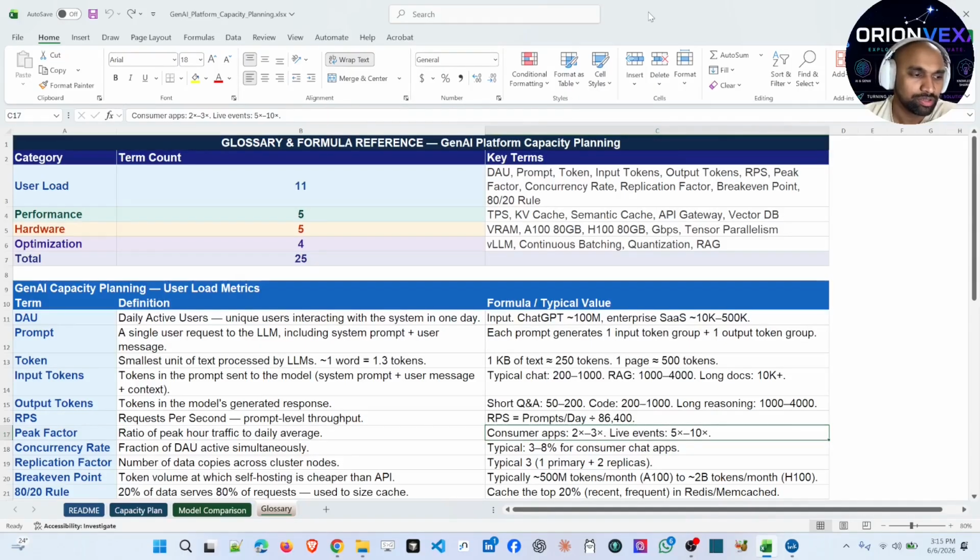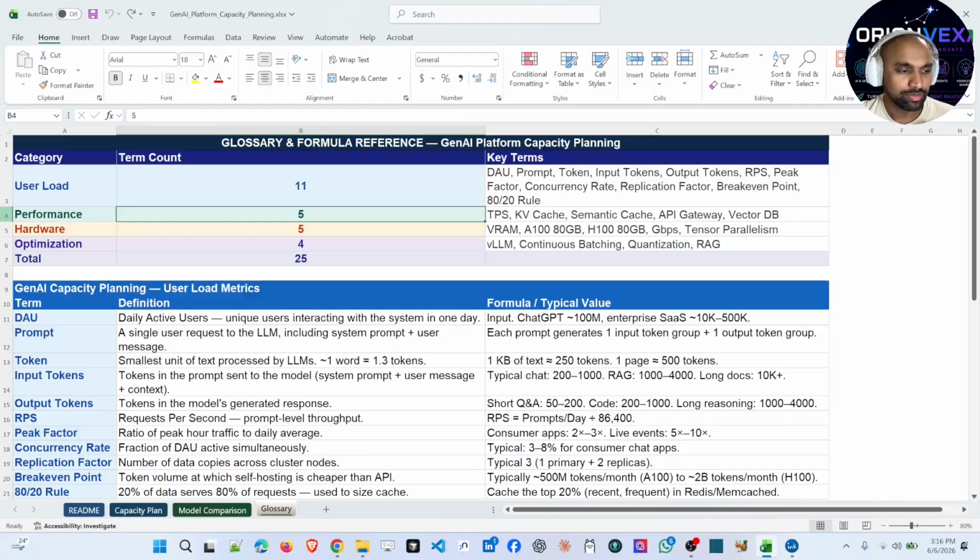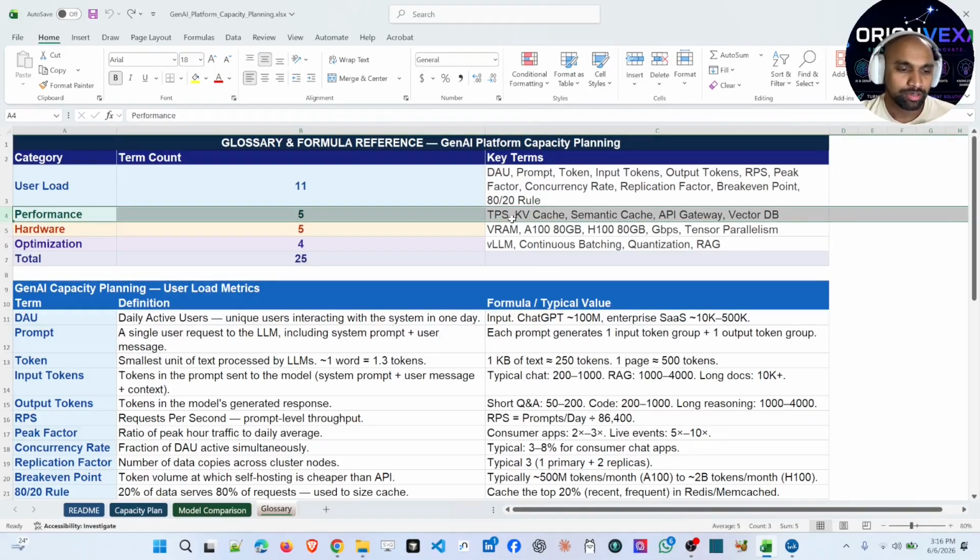One is the user load, the second is the performance, the third is hardware requirements, and the fourth is optimization. In user load we have around 11 parameters to consider: daily average users, prompt, token, input tokens, output tokens, request per second, peak factor, concurrency rate, replication factor, break-even point, and the 80-20 rule. Regarding performance, we need to think about TPS, which means tokens per second, key value cache, semantic cache, API gateway, and vector databases.